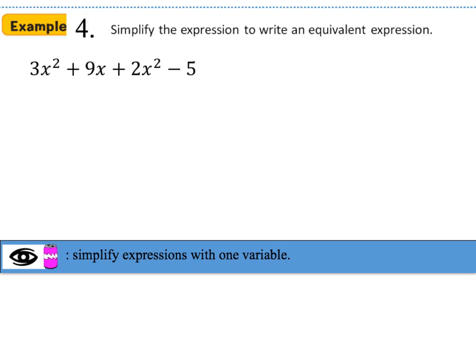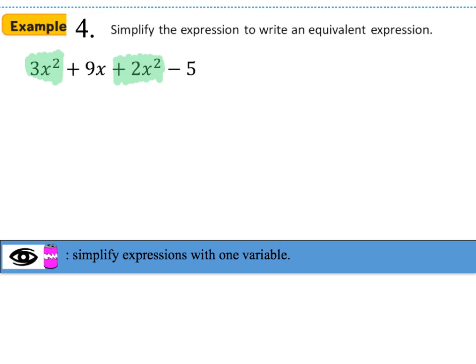So the first thing I want to do is go ahead and color all the like terms one color. So I'm going to choose green, and anything that has x to the second power, I want to color in green. So this tile has 3x to the second power. And the other like term would be plus 2x to the second power.